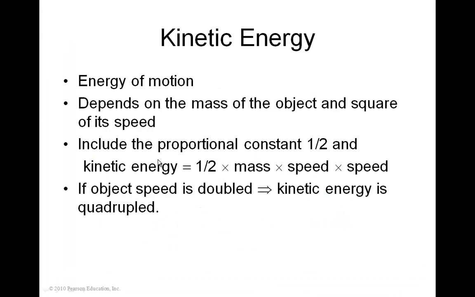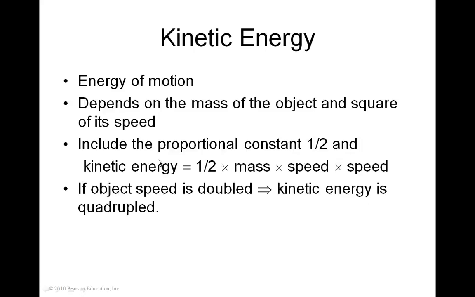Okay, now we'll talk about kinetic energy. You probably remember that kinetic energy is the energy of motion. It depends on the mass of the object and the square of its speed. So that includes the proportional constant 1/2 and the mass and the speed times the speed. So if the object's speed is doubled, the kinetic energy is quadrupled.